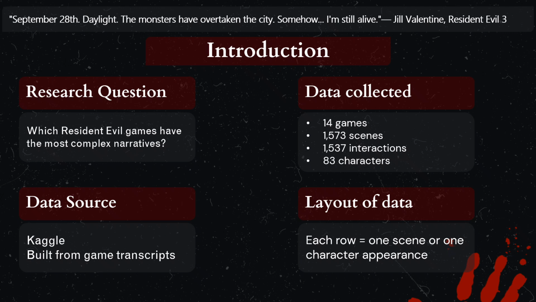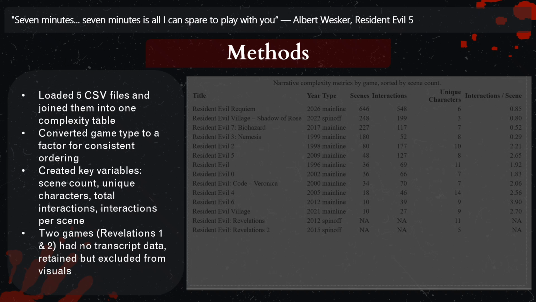scenes and character interactions? The dataset covers 14 games with over 1,500 scenes and nearly as many character interaction records. Each row in the scenes table is one scripted scene, and each row in the interactions table is a named character appearing in that scene.